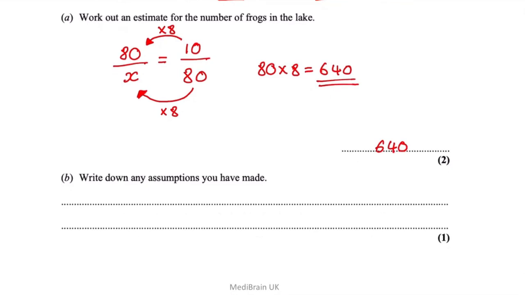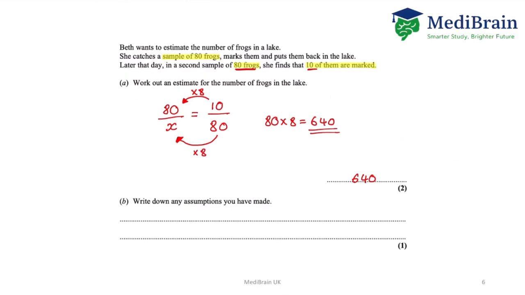And write down any assumptions that you have made. We just need to list one. And because over here we have marked them, we have assumed that the mark hasn't come off. Okay, they've not specified what sort of mark it is. They've just said a mark. So we're just going to assume that the mark hasn't fallen off. It hasn't rubbed off or anything like that.